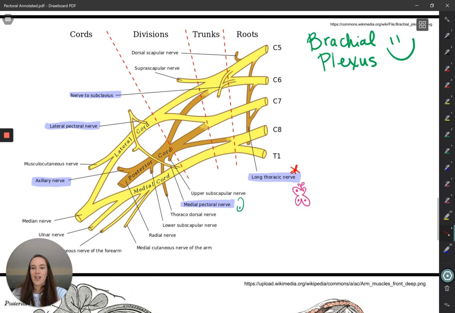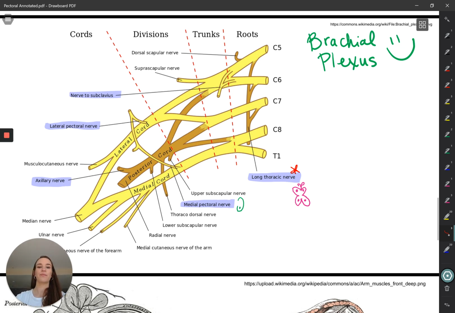Okay, so let's start with the most boring one. Let's get it out of the way. Nerve to subclavius. I just throw it in because we talked about the subclavian muscle, subclavius, the muscle. And so here's a little nerve, and it's the nerve to subclavius. It's really boring. If you don't ever see it, you won't die. It's okay. So let's talk next about the long thoracic nerve.